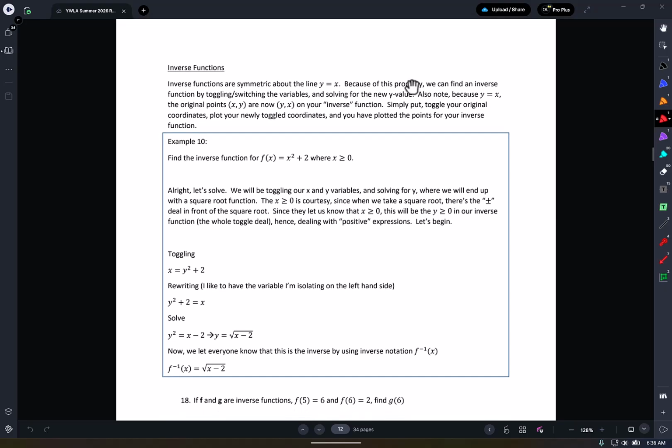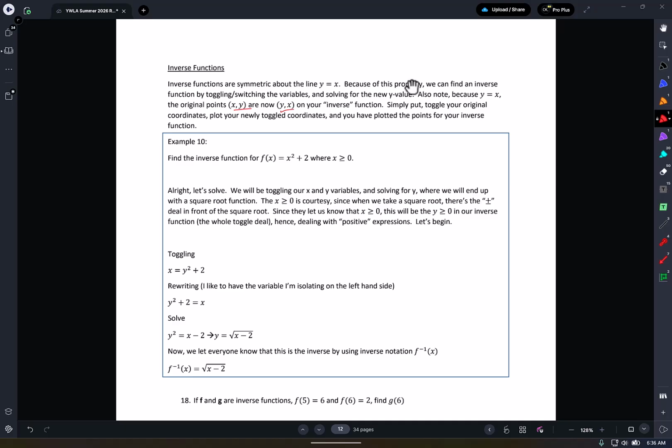Inverse functions, guys. I probably need to update the literature here a little bit, but pretty much inverse functions are symmetric about the line y equals x. Because of this property, we can find an inverse function by switching the variables and solving for the new y value. Also note because y equals x, the original points x, y are now y, x. So I probably should change that into a, b is now b, a, to not confuse people between the x coordinate and the y coordinate.